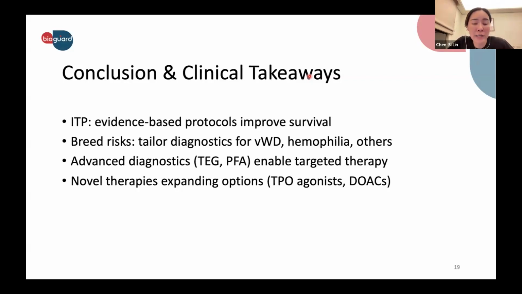So right now we have advanced diagnostics such as TEG and PFA. They enable us to tailor targeted therapy for a better outcome in these dogs. So what we mentioned before, that we have the TPO agonists and the direct oral anticoagulants, helps us expand our tools to design better strategies for treating coagulation problems.